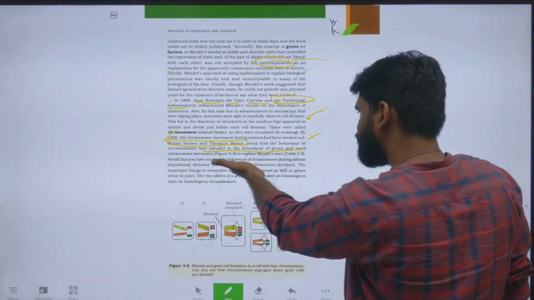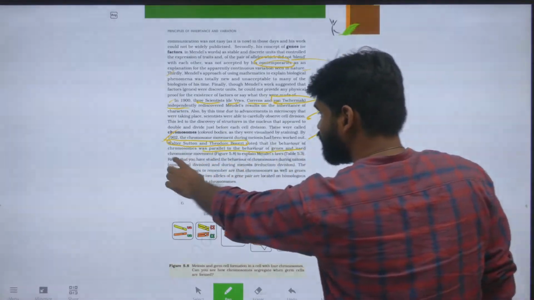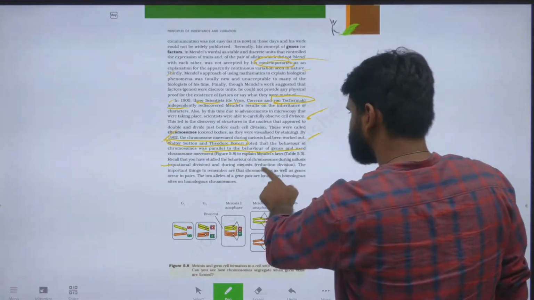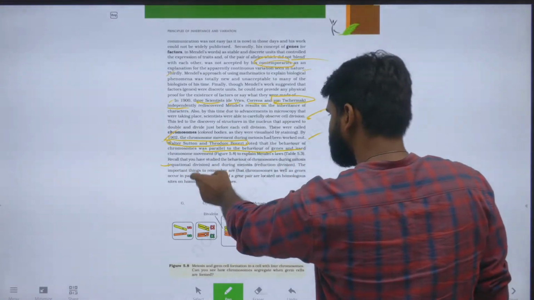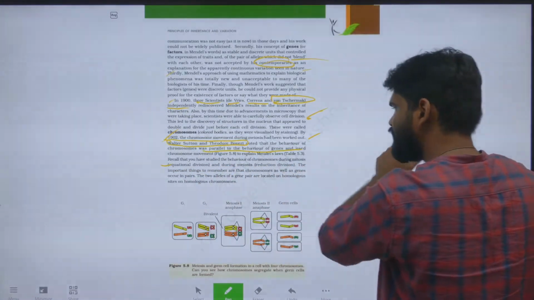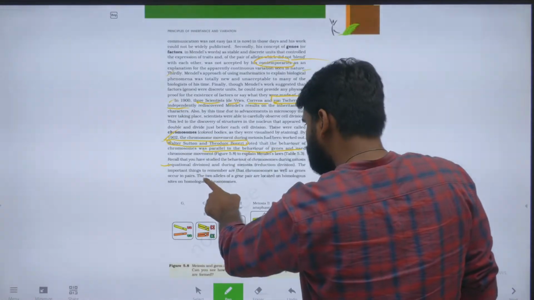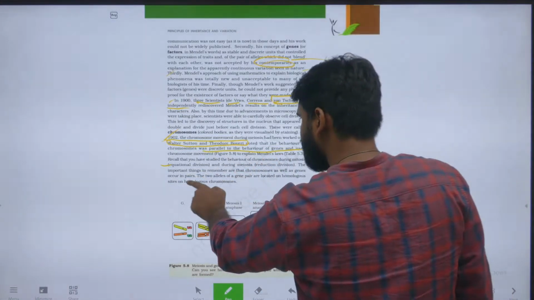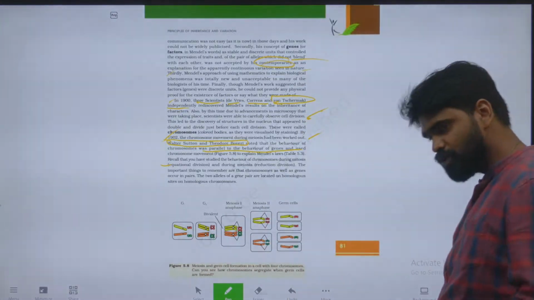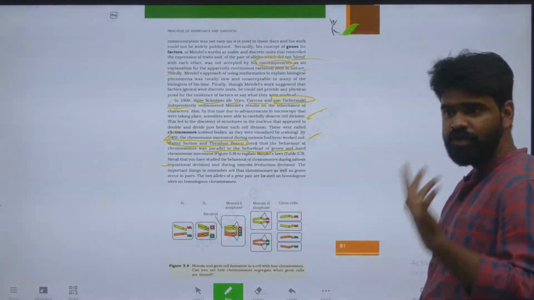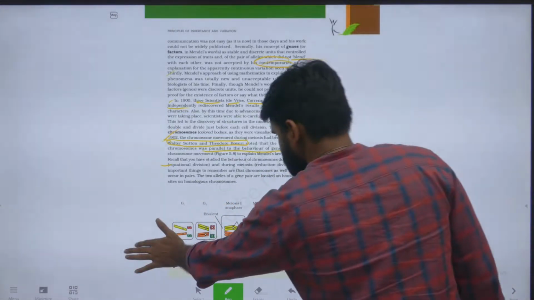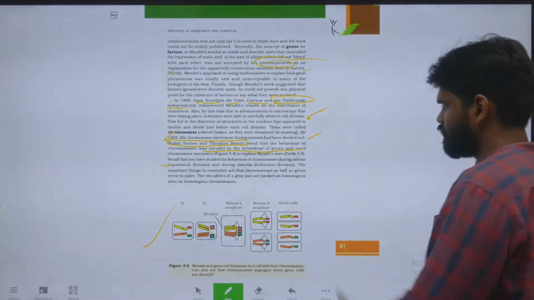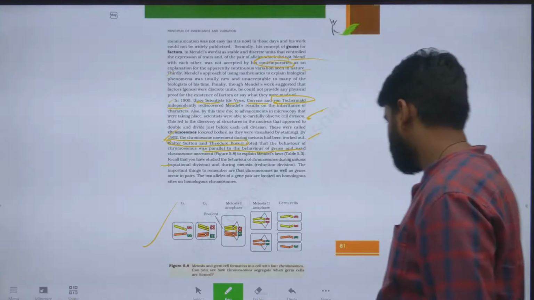Then, chromosome movement to explain Mendel's laws. Recall that you have studied the behavior of chromosomes during mitosis, equational division, and during meiosis, reduction division. The important things to remember are that chromosomes as well as genes occur in pairs. The two alleles of a gene pair are located on homologous sites on homologous chromosomes. This we know, right? One from mother, one from father. And this is G1, G2, all this, right? Cell cycle events, nothing else.